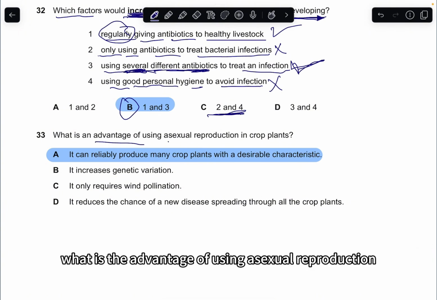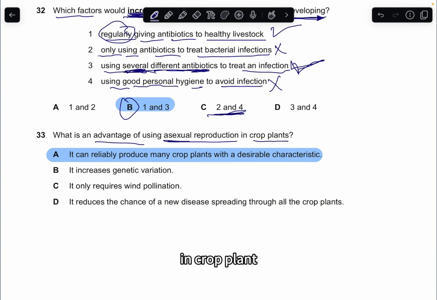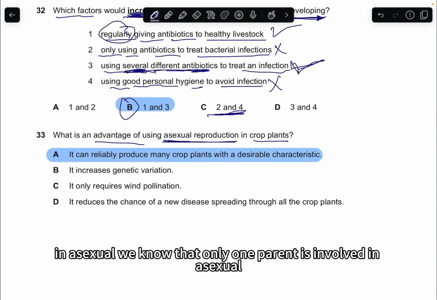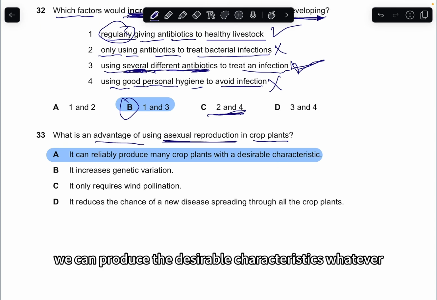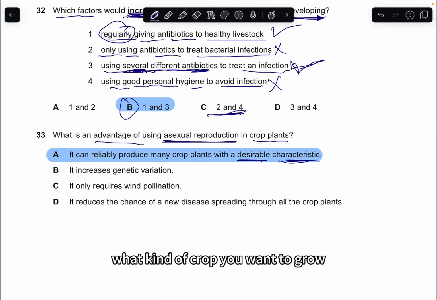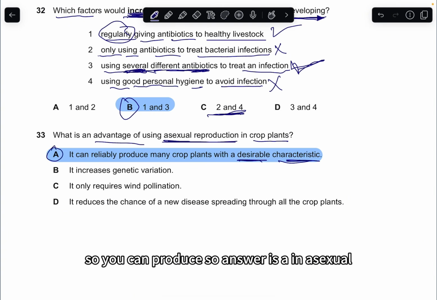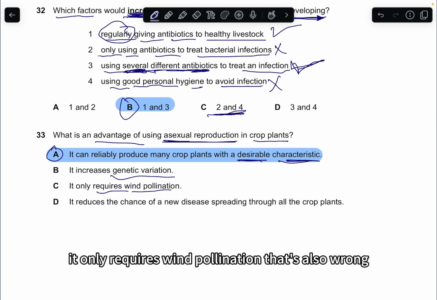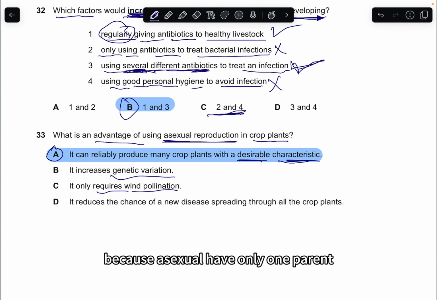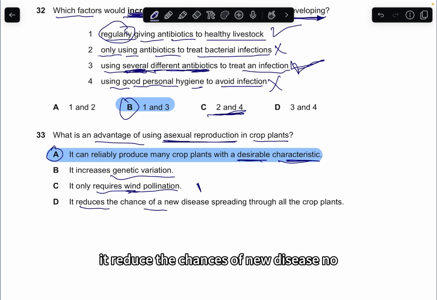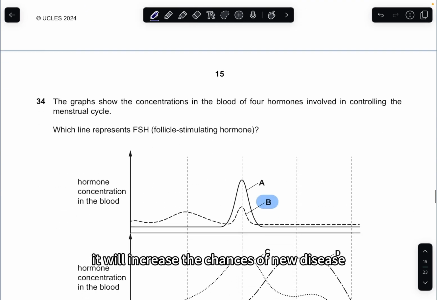What is the advantage of using asexual reproduction in crop plants? In asexual reproduction, we know that only one parent is involved. In asexual reproduction, we can produce the desirable characteristics. What kind of crop you want to grow, you can produce. So the answer is A. In asexual reproduction, there is not much genetic variation. It only requires wind pollination. That's also wrong, because asexual reproduction has only one parent, so you don't need wind for pollination. It reduces the chances of new disease. No, it will increase the chances of new disease.